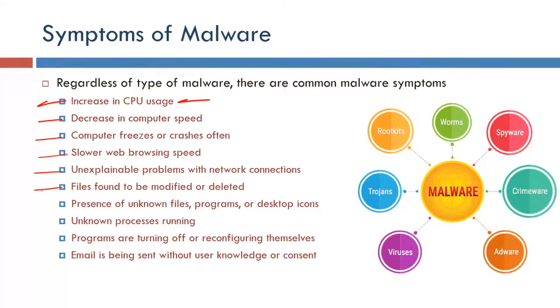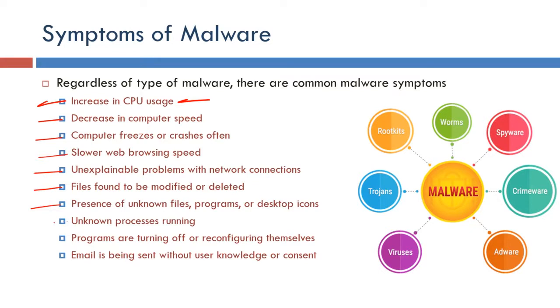There are files that you notice are modified or even deleted sometimes. So this is a big problem. This is a later stage of the malware infection. Another symptom is the presence of unknown files, programs, or desktop icons. You notice that some programs that you didn't remember installing are there, and you see some files that you don't know about, and you don't know where they came from. So this is very dangerous also.